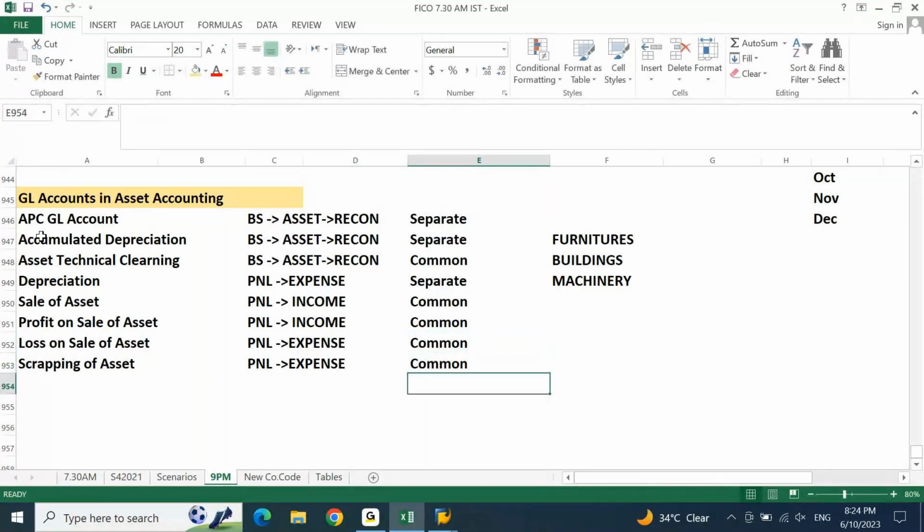In short, you need to ensure depreciation GL accounts are separately created. Asset APC and accumulated depreciation are separately created. These three are mandatory to be separate. The remaining GL accounts are optional. But this one is for sure a common account. For the remaining GL accounts, if you want, you can create a separate account or you can create common GL accounts. Clear?